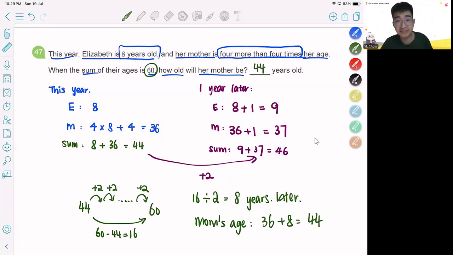The wording here, four more than 4 times, is just there to intimidate you, but actually it's pretty straightforward. The key point here is number one, how to correctly find the mother's age this year. Second, two people, their age sum will increase by 2 every single year. Because I grow old by 1, you also grow old by 1 every year.